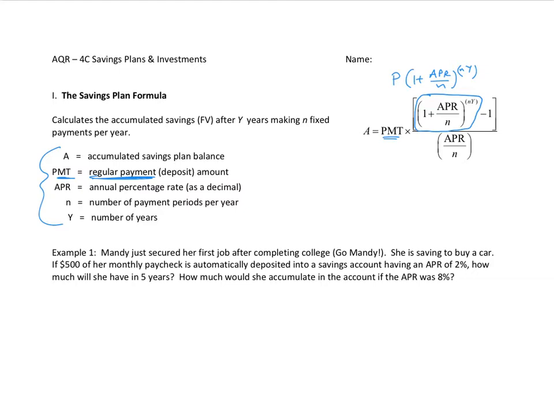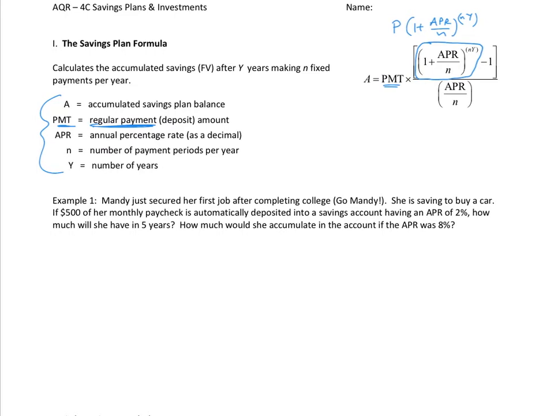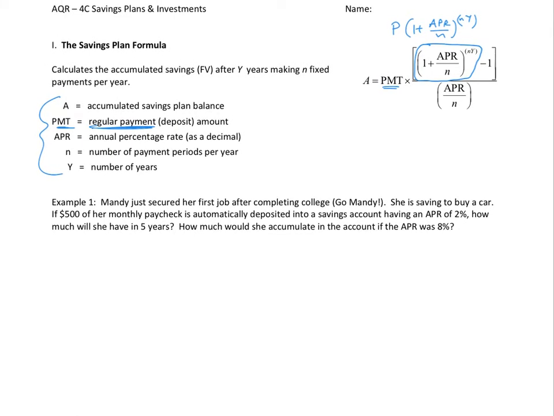All right. Let's jump right into an example, and I'm going to do as much work as I can in this space here so that I can keep this formula in view. So here we go. We have Mandy. She just secured her first job after completing college. Good for her. She is saving to buy a car. If $500 of her monthly paycheck is automatically deposited into a savings account having an APR of 2%, how much will she have in 5 years?